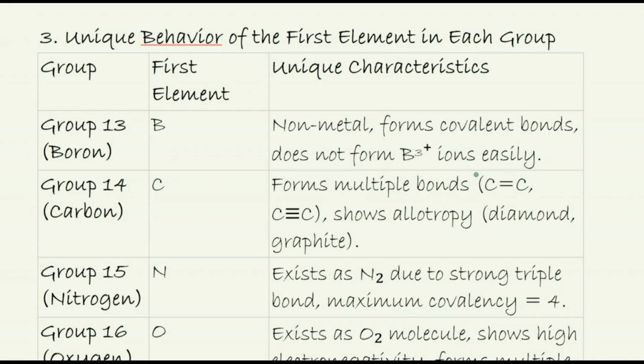Carbon has a special property among all elements in the periodic table, that is the catenation property. It can form long chains, many carbons attached, long chain compounds. And then it shows allotropy, like the allotropes of carbon, diamond and graphite.